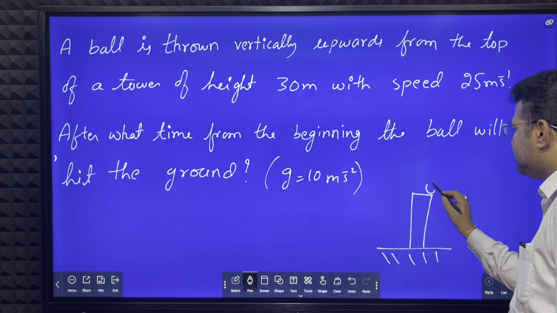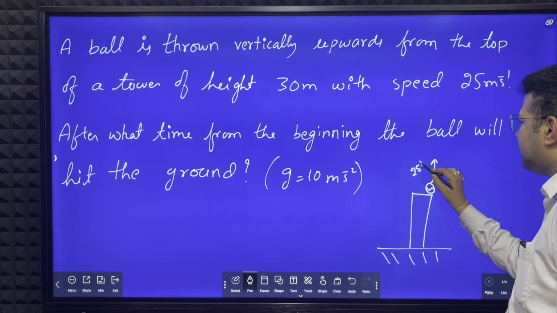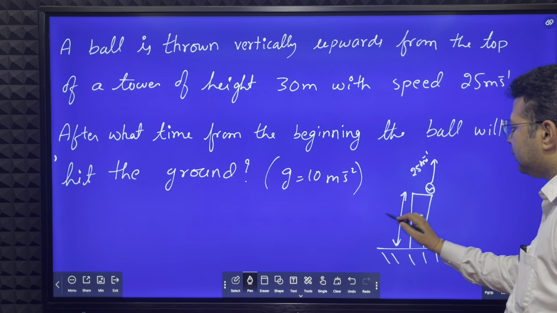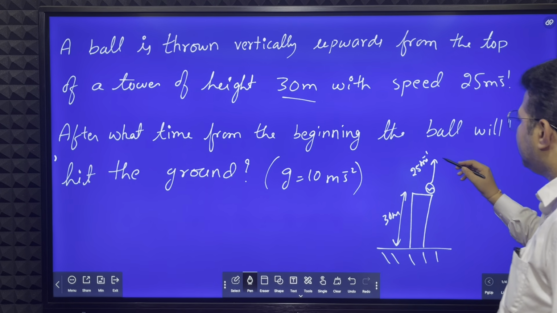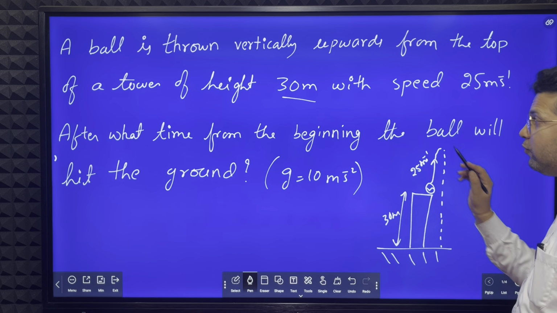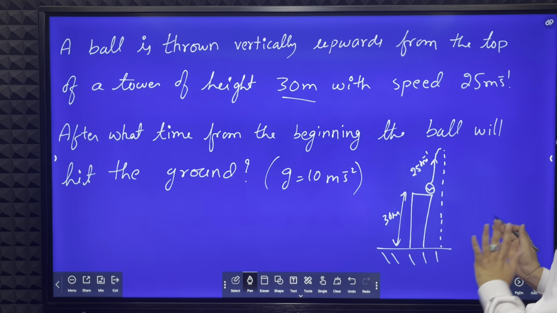The ball is thrown from the top of a tower with a speed of 25 meter per second. The height of the tower is 30 meter. The ball will go up and then it will reach the ground. After what time from the beginning will the ball hit the ground? So this is the problem, this is the scenario.